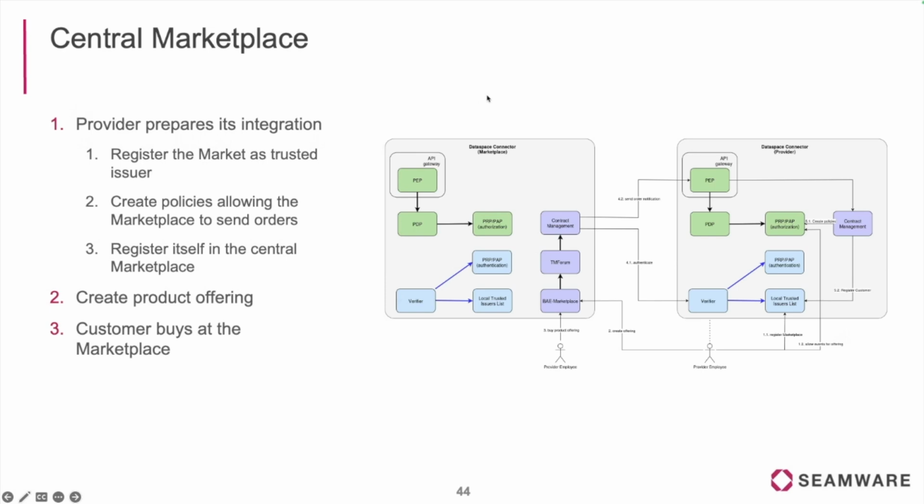Then the first step in order to use this central marketplace is that the provider needs to prepare the integration. So in order to do that, the provider needs to register the marketplace as a trusted issuer of marketplace credentials. So the marketplace will be able to make requests to the provider connector. Then it needs to create the proper policies, allowing the marketplace to send orders to the provider connector. And finally, the provider needs to register itself in the central marketplace because a party object is needed here in order to be able to create stuff.